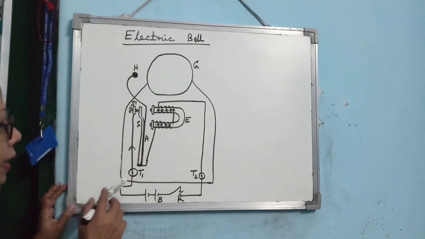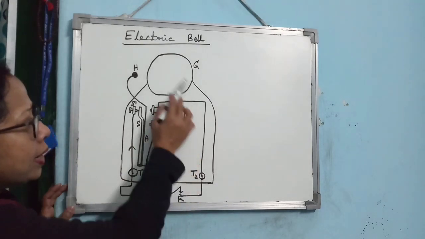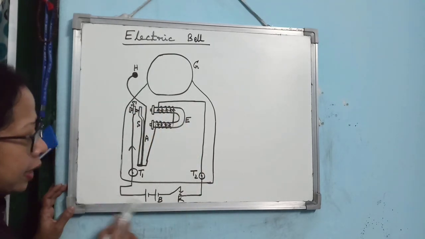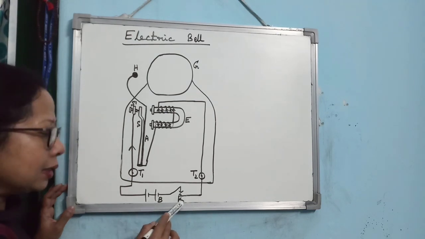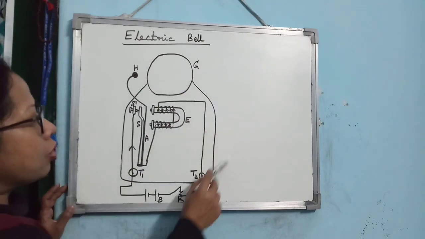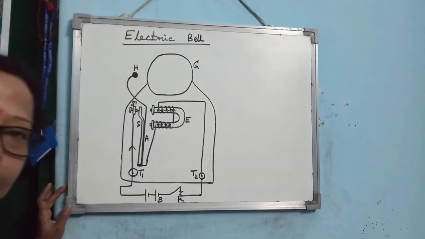Clear? Then next, all this is kept within a plastic chamber, and T1 and T2 are connected to the battery and the key. Alright? B stands for battery and K is the key or switch, anything you can say. So this is the construction of the electric bell.